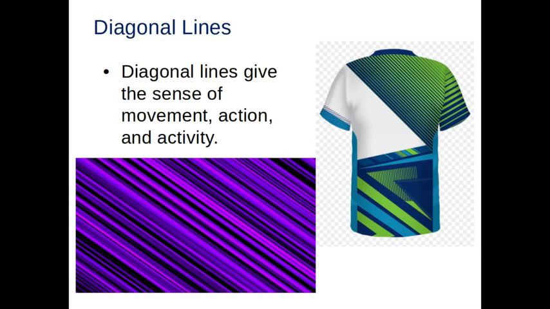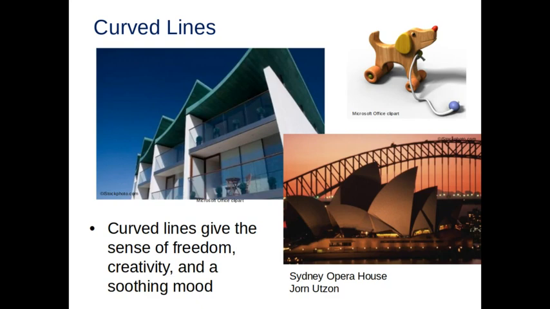Diagonal lines, much different. Okay, they show movement, activity, a lot of energy in these designs here. Much different than if they were vertical or horizontal lines, even if they were the same color. Then we got curved lines, which can be used for things like freedom or creativity. Sydney Opera House is a great example, right? A lot of artistic things go on in that building. So the curvature in the building really gives you the mood and the feel that they wanted when they designed it.